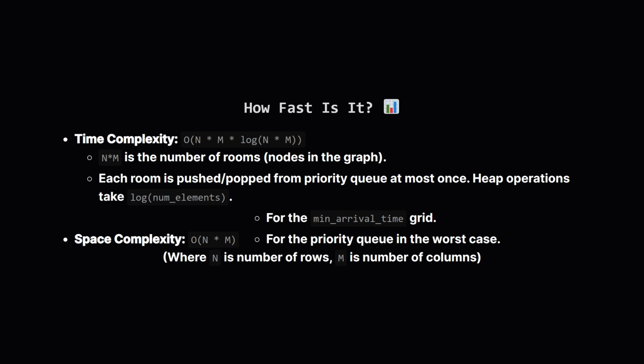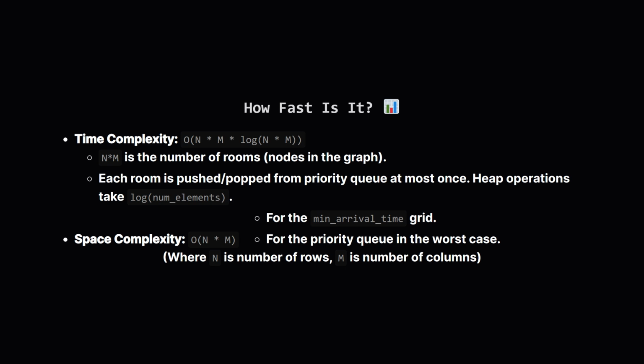So how efficient is this approach? For time complexity, it's about big O of n times m times log of n times m. Here, n is the number of rows, and m is the number of columns. Basically, n times m is the total number of rooms. Each room gets processed by our priority queue, and those queue operations, adding or removing, take logarithmic time relative to the queue's size.